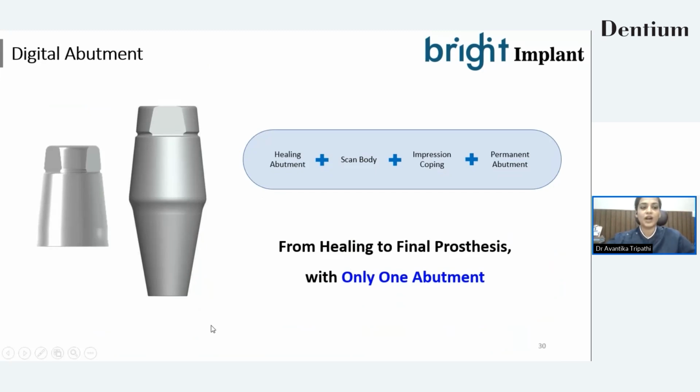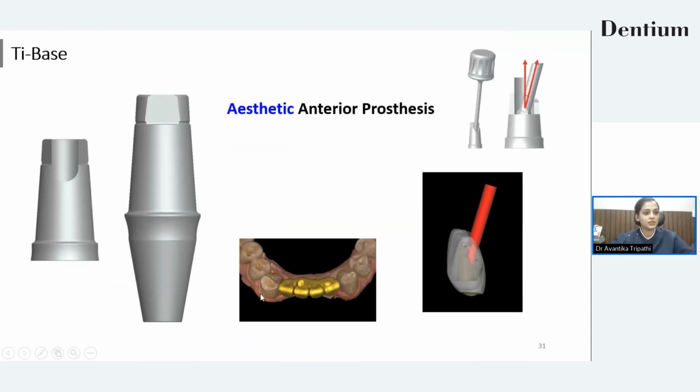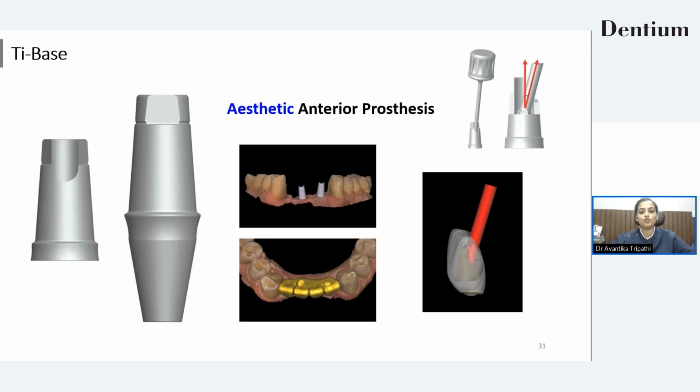So the advantage of this digital abutment is that from the healing abutment till the permanent abutment, all the procedures can be done with the same abutment. We'll see how. This is the TI base, which is used for angle correction. If our screw hole is coming labially, then we can shift it towards the lingual or palatal side.